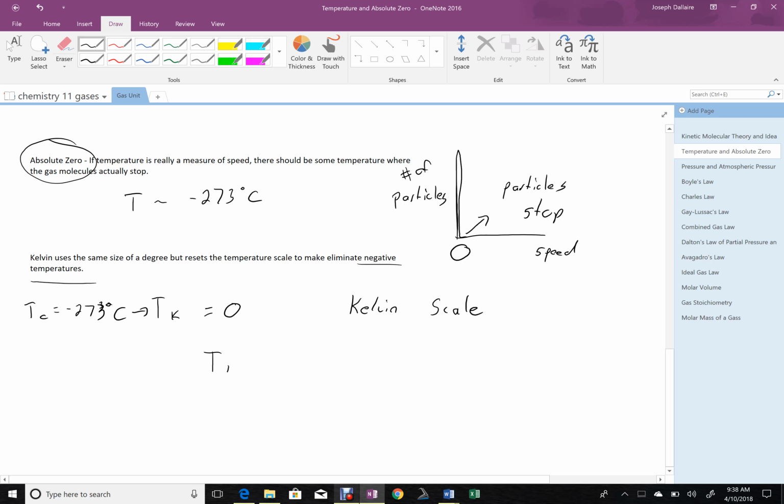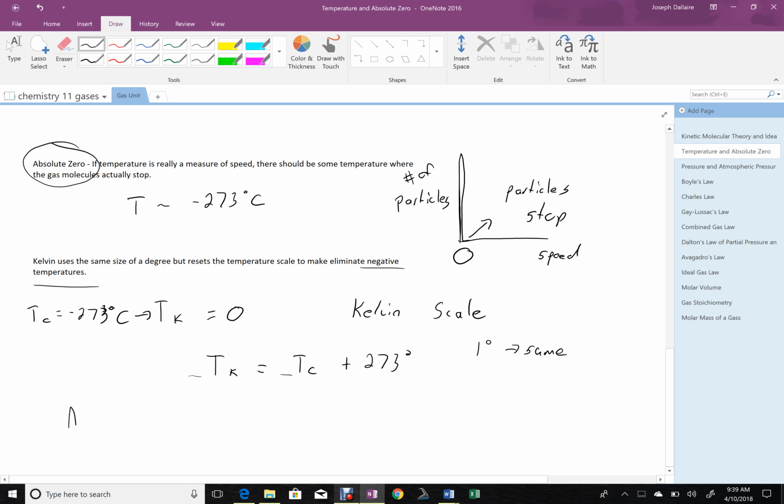So that means that our temperature in Kelvin wanted to take negative 273 and make it 0, so it took our temperature in Celsius and added 273 degrees to it. When Kelvin made the scale, he kept the size of 1 degree the same. So there's no factor here. We don't have to multiply the temperature in Celsius by anything to make this conversion. All we have to do is add 273 degrees to it, and we get an absolute temperature that has no negative numbers in it.